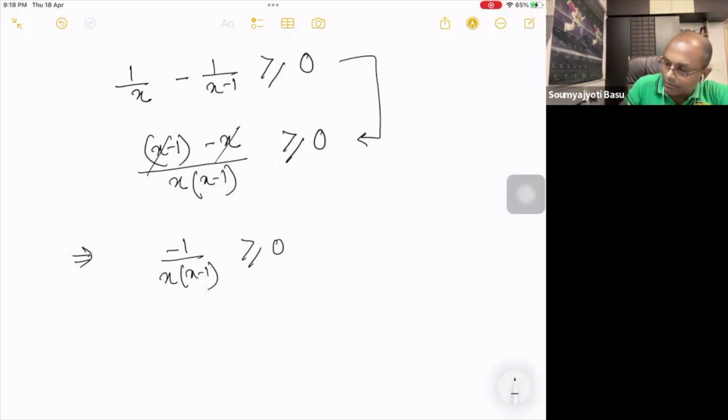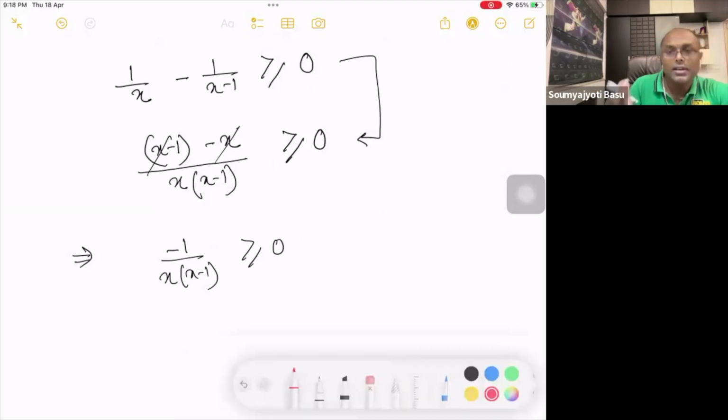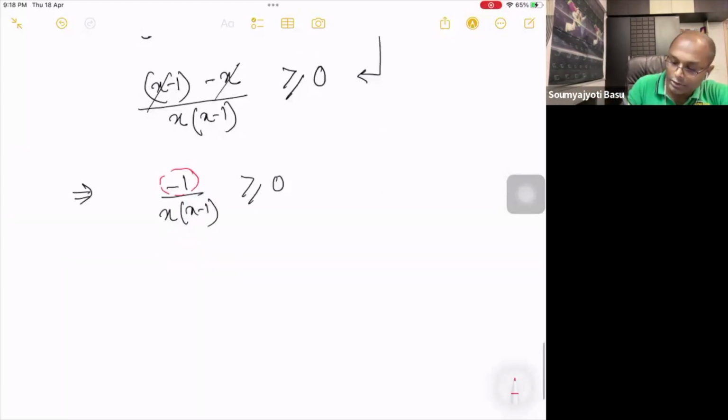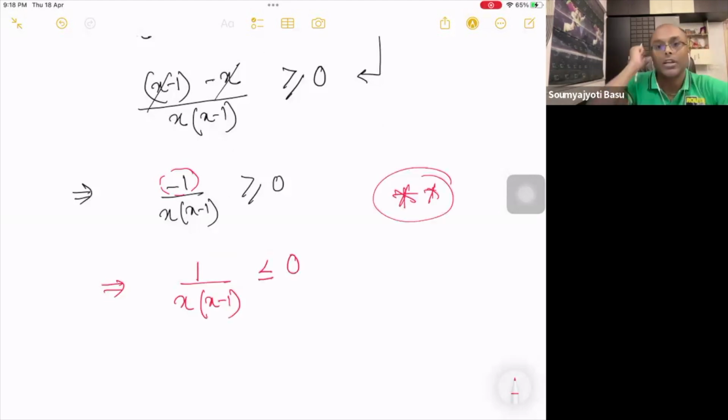For the minus 1 at the numerator, I am sure of its sign, whether it's positive or negative. It's a negative. So if I make that minus 1 to plus 1, what should I do? I can write this as 1 by x into x minus 1 less than or equal to 0. I hope you understand this. I am removing the minus 1, changing it to 1. Basically, I am multiplying minus 1 on both sides. That means the sign flips. So 1 by x into x minus 1 is less than or equal to 0.